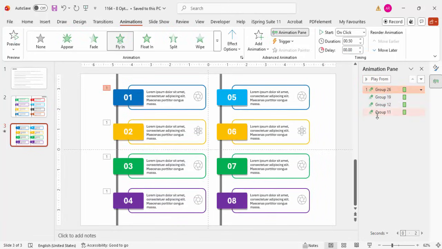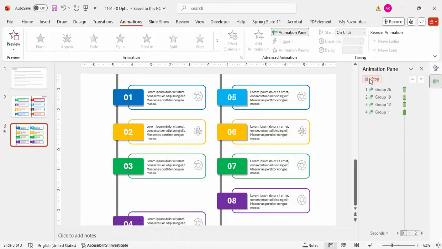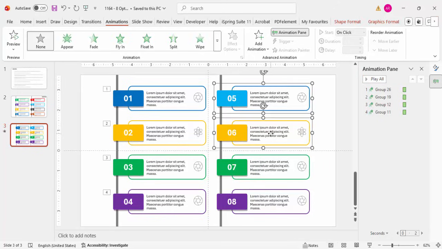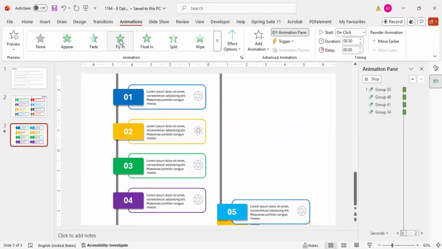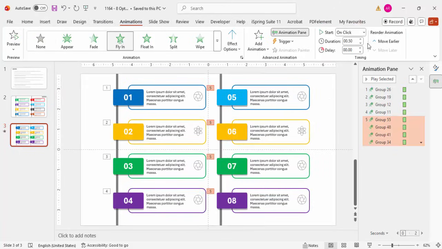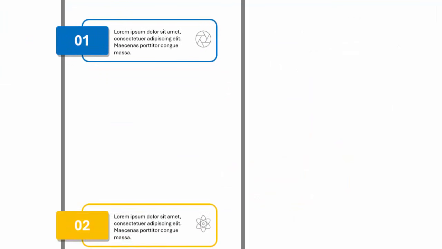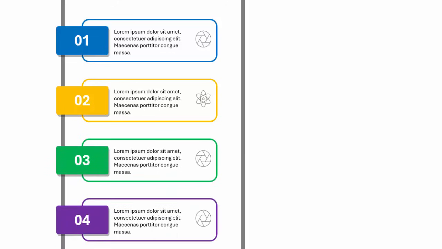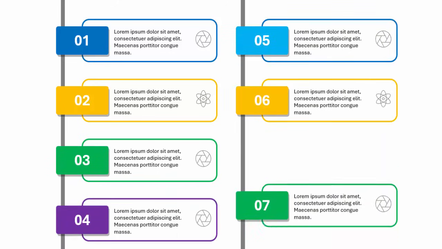If you want, you can select and make it all on click, so one by one that will come here. The same thing you can do here also. Just select these options, and I'm going to choose fly in, and that's it. And this also all should happen on click. So if I play the slide, it looks something like this: 1, 2, 3, 4, then comes the 5, 6, 7, and 8.